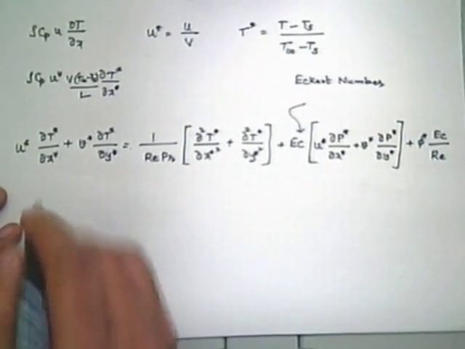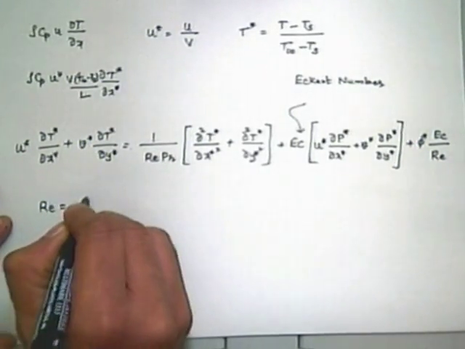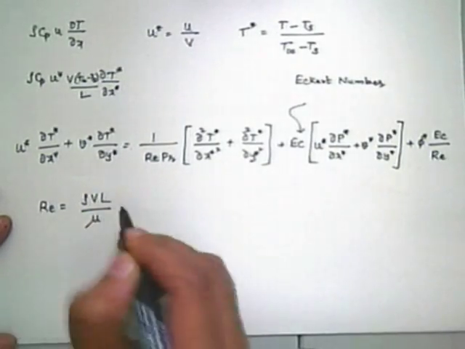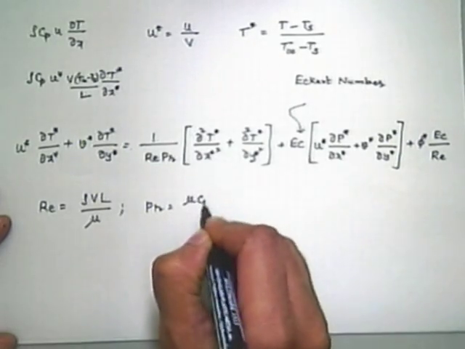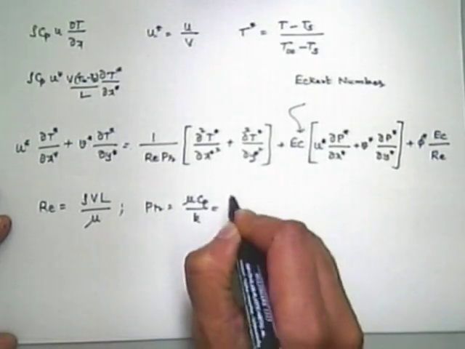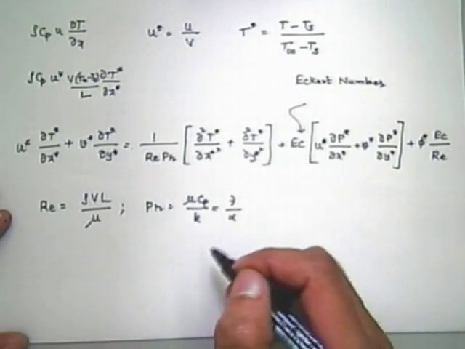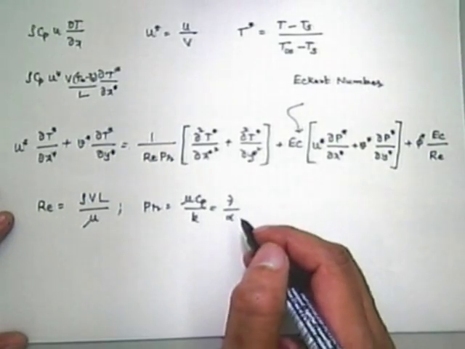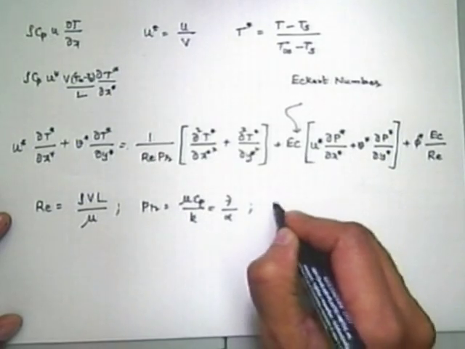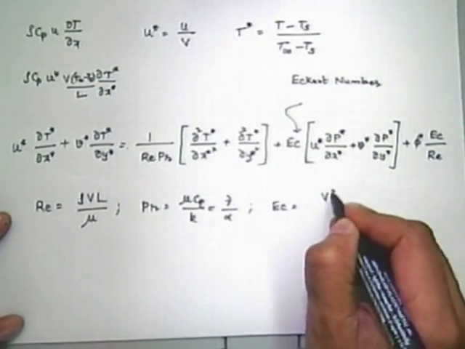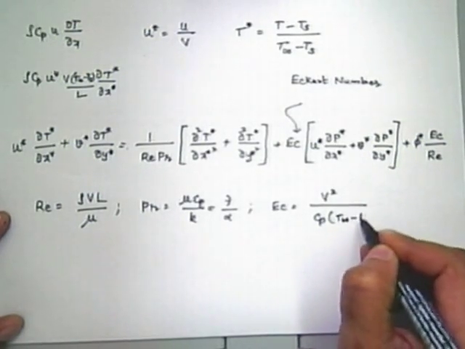What is the Eckert number? Let us write each term. What is the Reynolds number? Rho V L by mu. We know this. What is the Prandtl number? I am just reminding, mu Cp by k. I would not like to remember it like this. Rather, I would like to remember it as nu by alpha, for reasons very obvious now after Professor Arun spent so much time on the importance of the Prandtl number. And the Eckert number is V squared upon Cp into T infinity minus Ts.